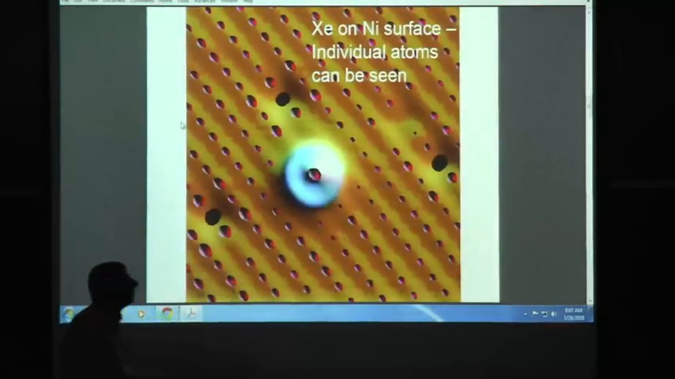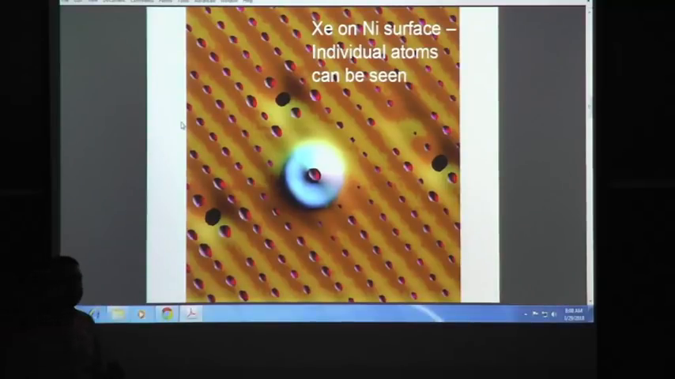Here's another example. With an STM, you can achieve atomic resolution, resolutions on the scale of atoms, which means you can actually see atoms. So here on the copper surface, these red blobs represent nickel atoms, once again imaged by an atomically fine STM tip. And this big blob represents a xenon atom. Xenon has a much bigger atomic number than nickel, so it's a bigger atom here.